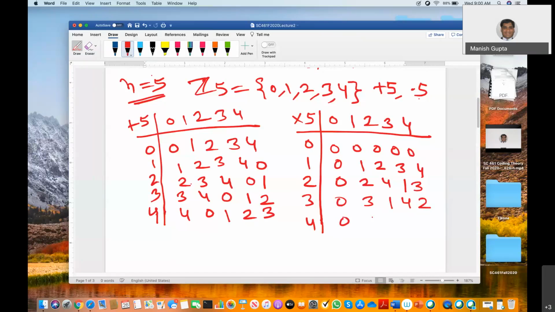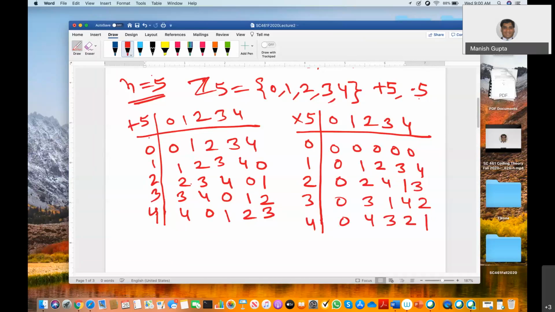0, 4. 4 into 2 is 8, modulo 5, this is 3. Okay. 4 into 3 is 12, which is 2. 4 into 4 is 16. 5 threes are 15, so this is 1.